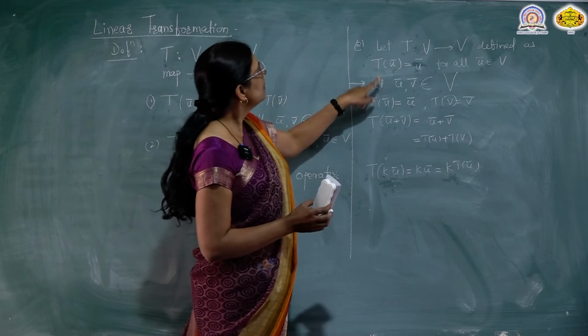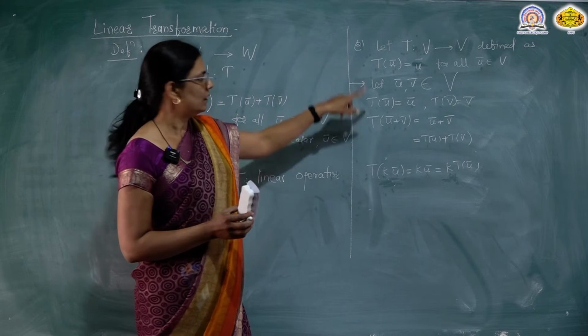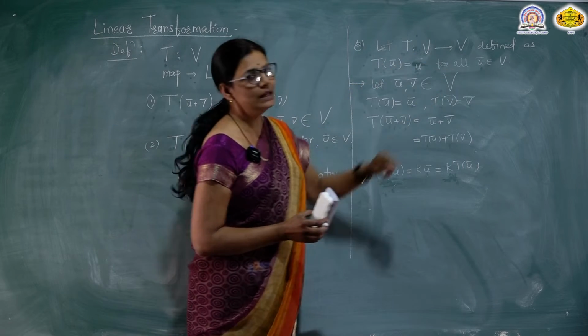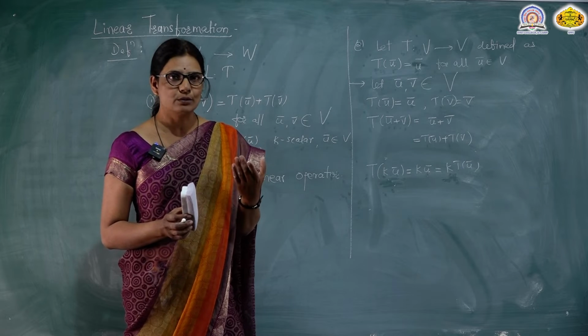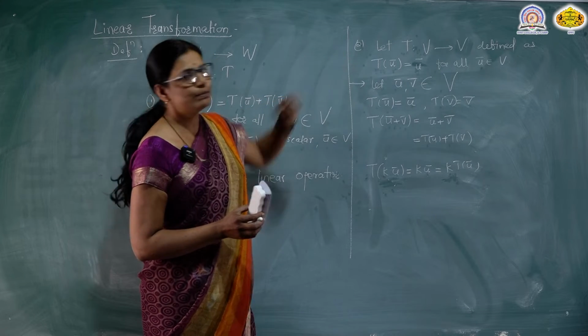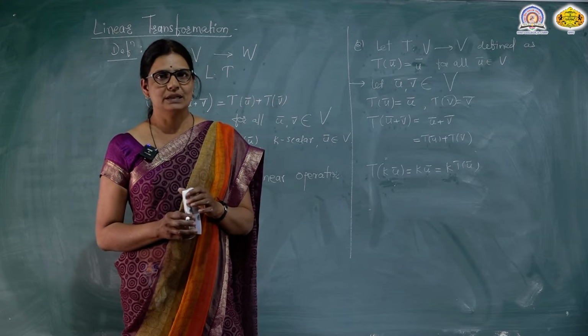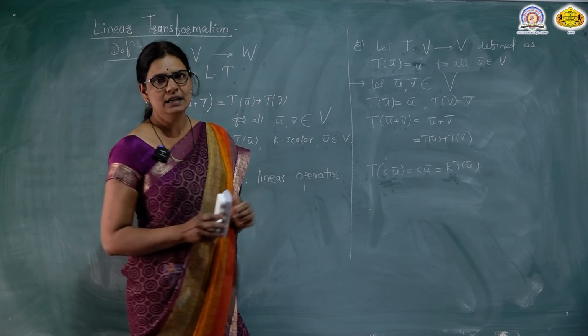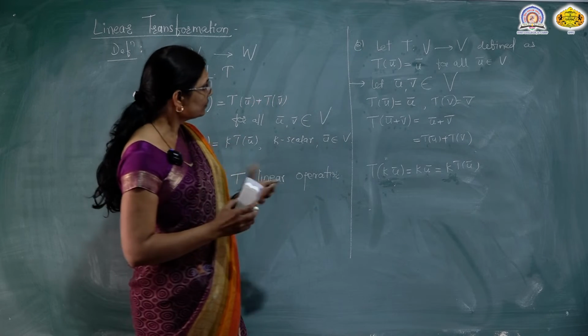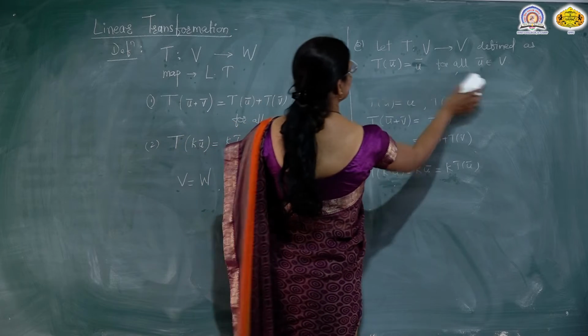So this is a linear transformation, and since it is from V to V, from the same vector space to itself, it is called the linear operator, and this linear operator is called the identity operator or identity transformation. It is called the identity transformation. So now next, consider another example.